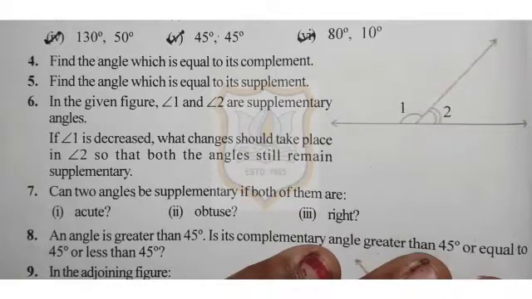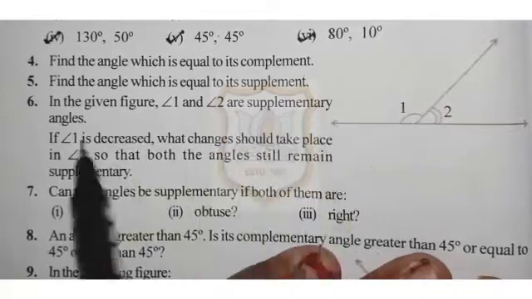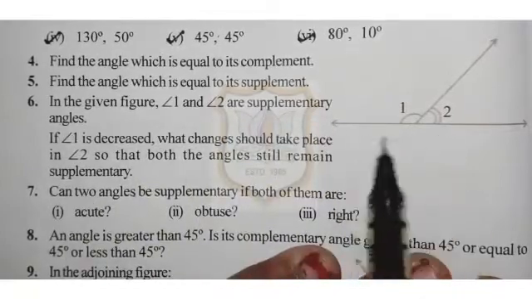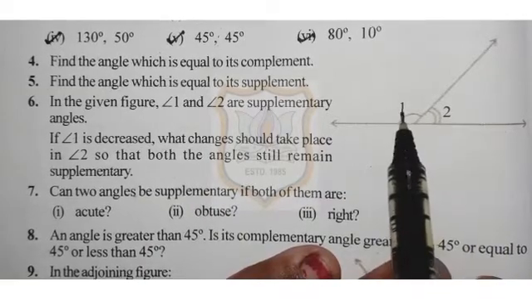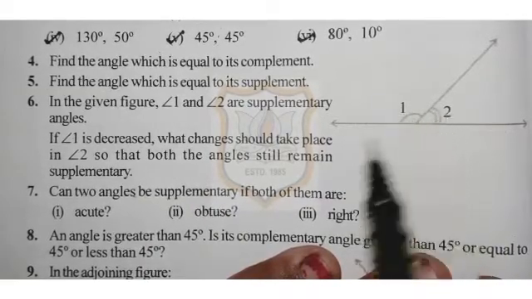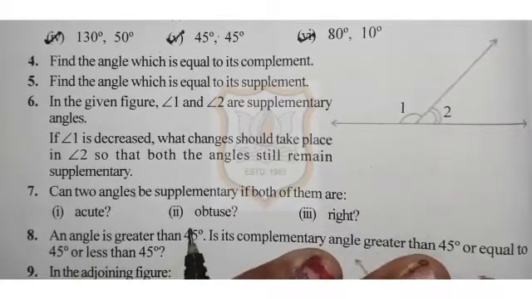Students, today we are going to start question number 6 of exercise 5.1. Question number 6 of exercise 5.1 is, in the given figure, angles 1 and 2 are supplementary angles. This figure is given here in this question, and angle 1 and angle 2 both are supplementary angles. It means the measures of angle 1 and angle 2 add up to 180 degrees.